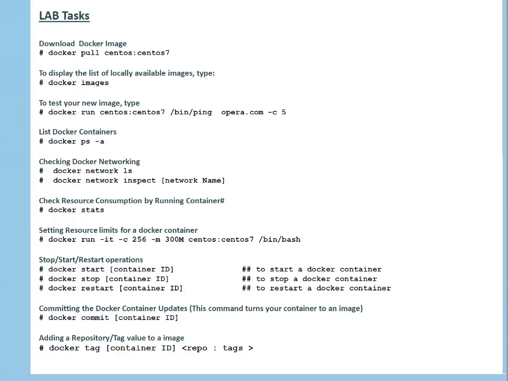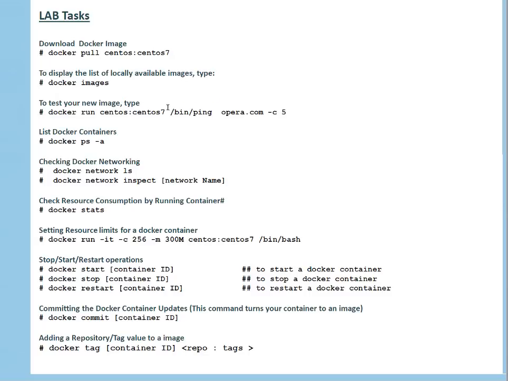After that, I have listed a couple of lab tasks. I'm going to demonstrate these tasks practically, but here is a quick introduction. To get an image, or basically to pull an image from remote repositories, you can run the command docker pull your image name. If you want to list the images locally on your system, docker images.